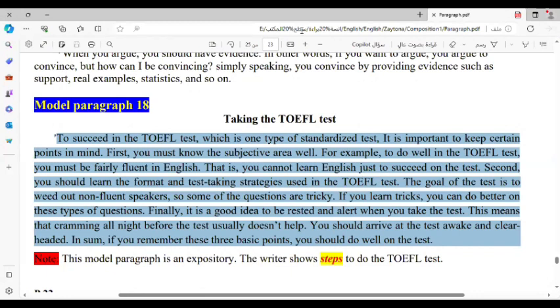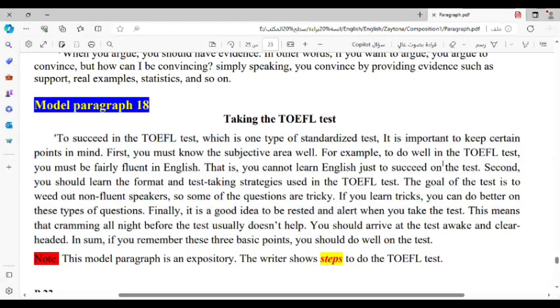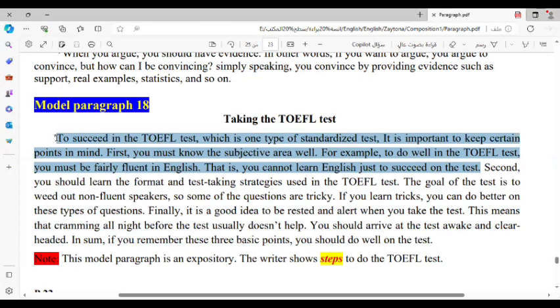Yes, Lubna, you can read the second one, okay, in order to give chances for others. Yes, Lubna, go ahead.